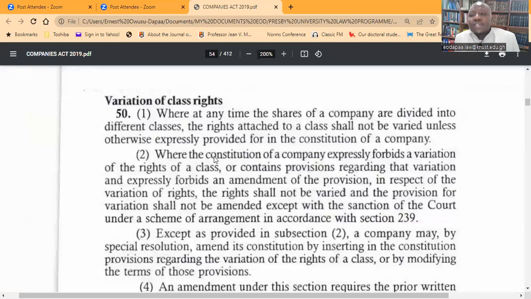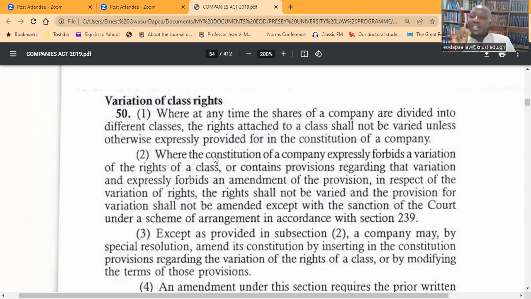However, because the business environment is subject to various changes every now and again, there may be a need for variation of class rights or amendment of a provision in the Constitution, which had previously forbidden variation of the class rights. The window is not completely closed. There is something we call a scheme of arrangement with approval of court, which is made possible by section 239. You can invoke section 239 and you get the court to give its approval.